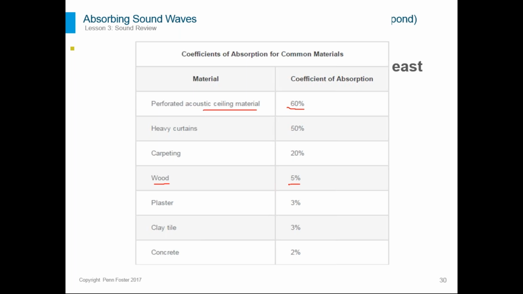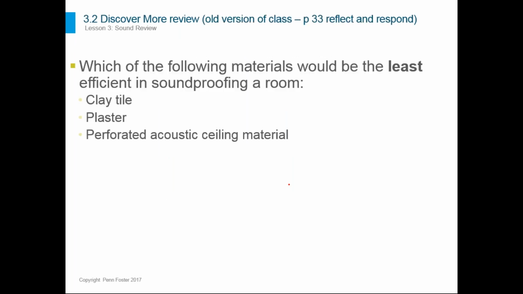So you're going to see questions like this. Which of the following materials would be the least efficient in soundproofing a room? So for soundproofing, you want it to absorb that sound so it can't go anywhere else. Okay, so you're going to go back to your chart.